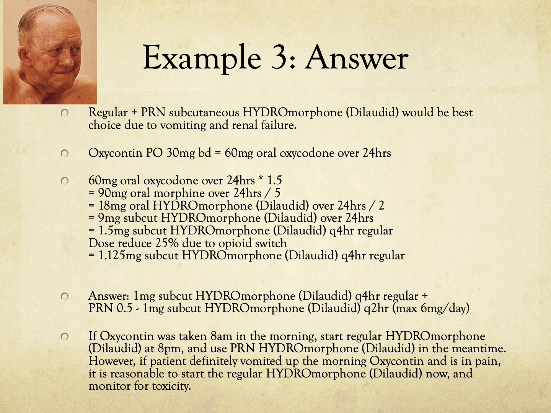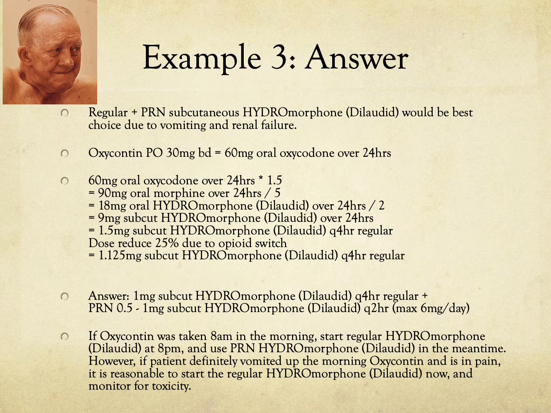Answer. Switching him to regular plus PRN subcutaneous hydromorphone would be the best choice due to his vomiting, therefore subcutaneous route, and renal failure, therefore hydromorphone choice. So, OxyContin oral 30 milligrams BD equals 60 milligrams oral oxycodone over 24 hours, times 1.5 to get to oral morphine equals 90 milligrams oral morphine over 24 hours. Divide by 5 to get to oral hydromorphone equals 18 milligrams oral hydromorphone over 24 hours.